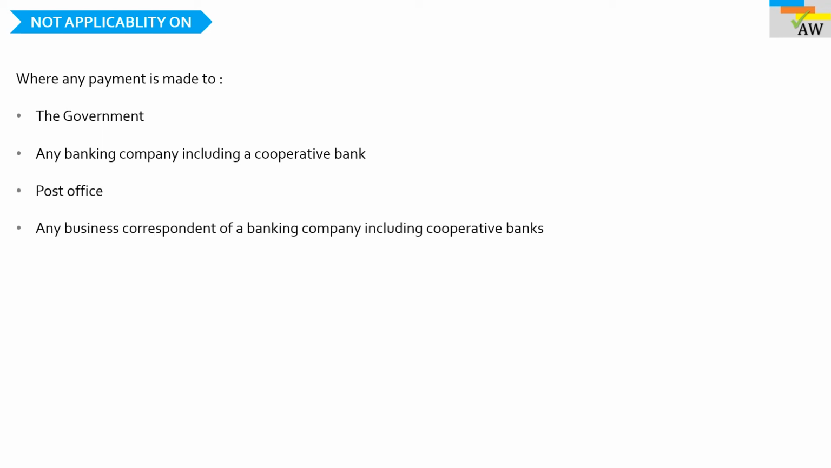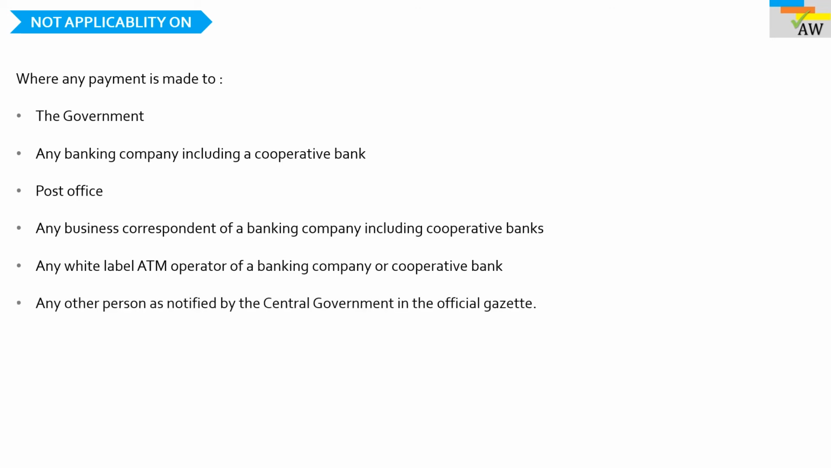Non-applicability. Where any payment is made to the government, any banking company including a cooperative bank, post office, any business correspondent of a banking company including cooperative banks, any white label ATM operator of a banking company or cooperative bank, or any other person as notified by the central government in the official gazette. So when the money is paid by those banking institutions or the other institutions which I mentioned before to these recipients, then no TDS would be deducted.